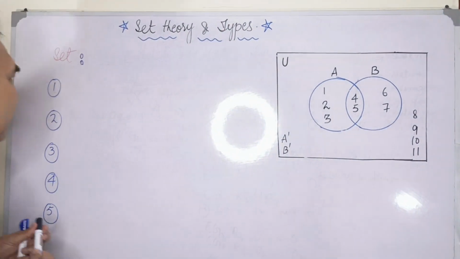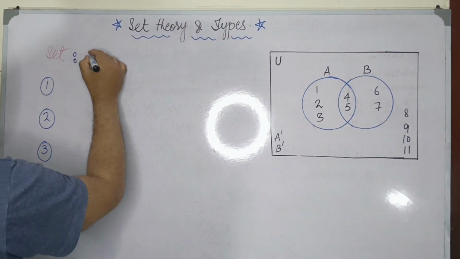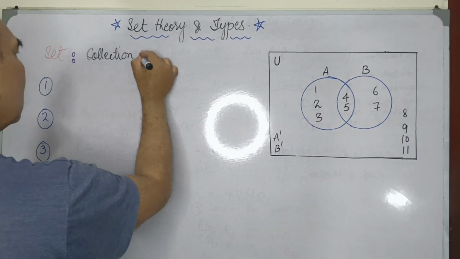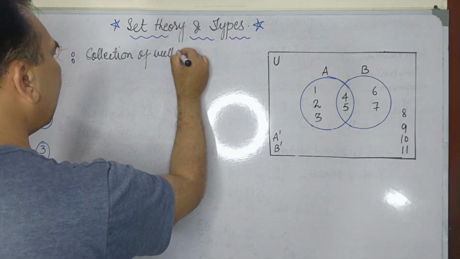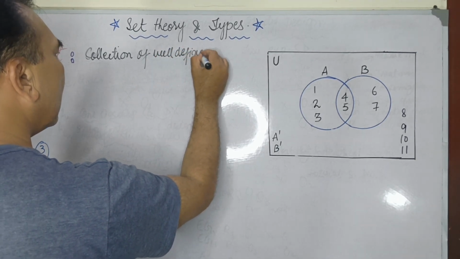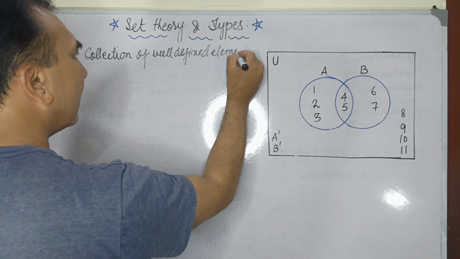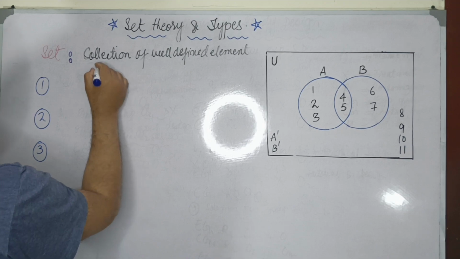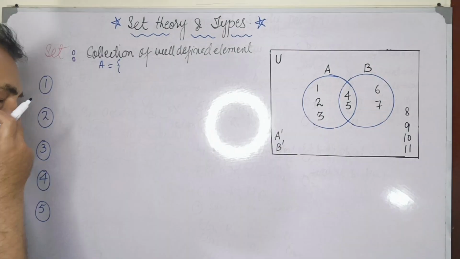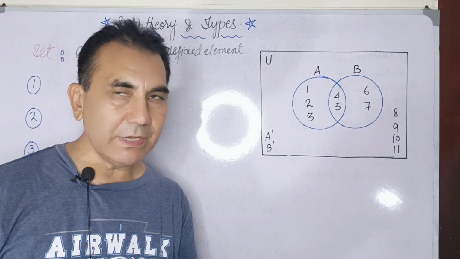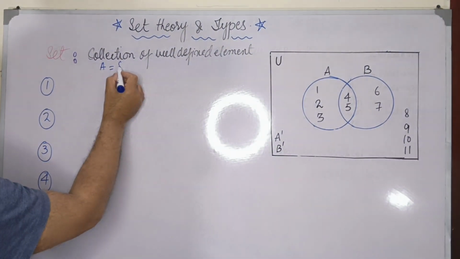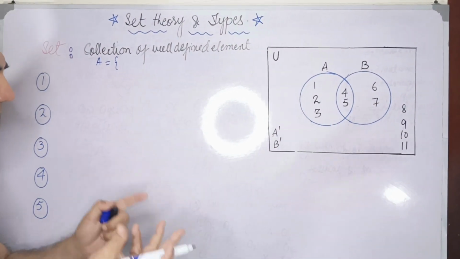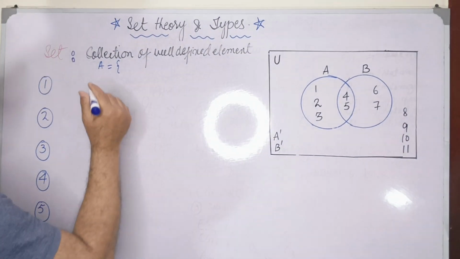So let's go through the definition of a set. A set is a collection of well defined elements. Let me write down an example. And the second point is that a set always uses curly brackets. The set items or set elements will always be written inside the curly brackets.